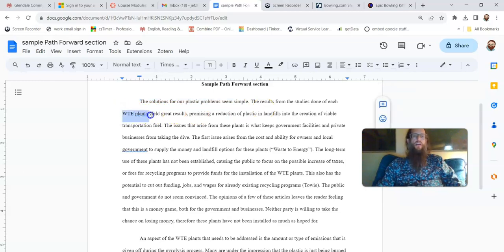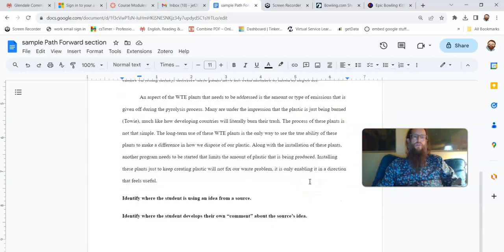So she says, yeah, that sounds promising, but there are these issues. And so all this here is her talking about issues with getting these plants implemented. And these are from the two different sources that she cites here. One is from this waste energy article, and one is from TOE, right?